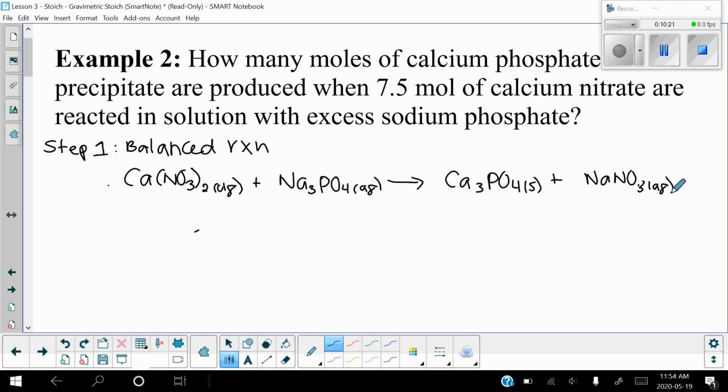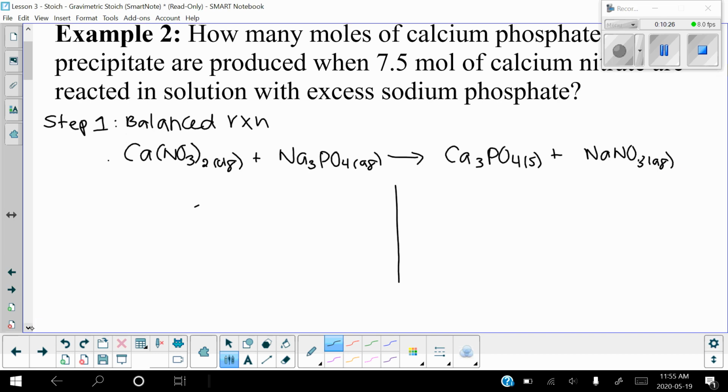Okay, let's balance this. Take a moment, pause, balance it. For those of you who need a refresher of how to balance, you can follow along, or if you are comfortable, then you can fast forward. I list all of the entities: calcium, nitrate, sodium, phosphate.